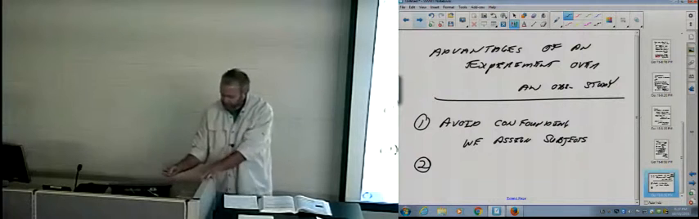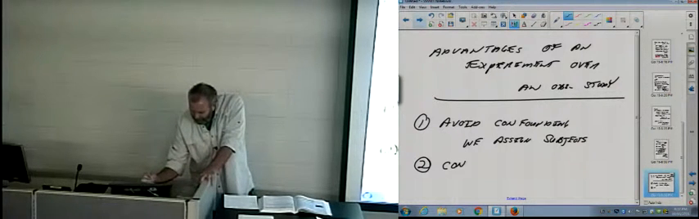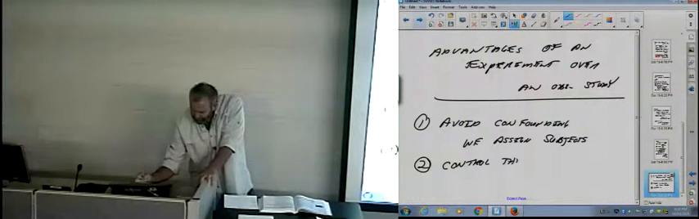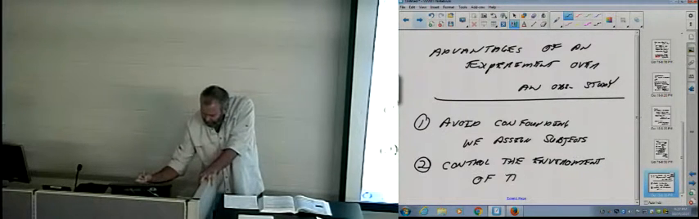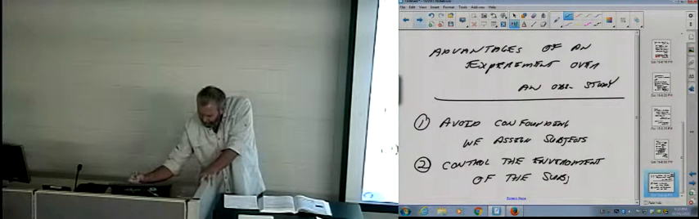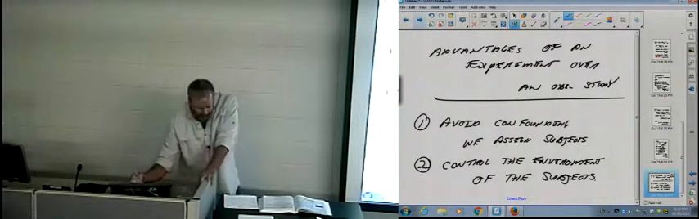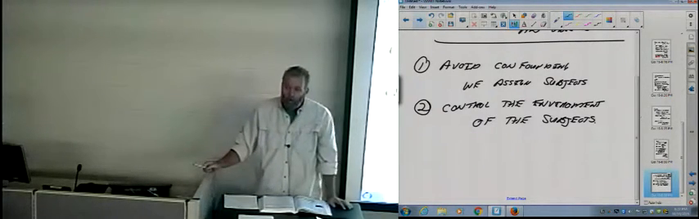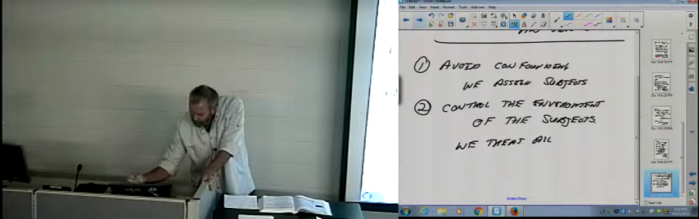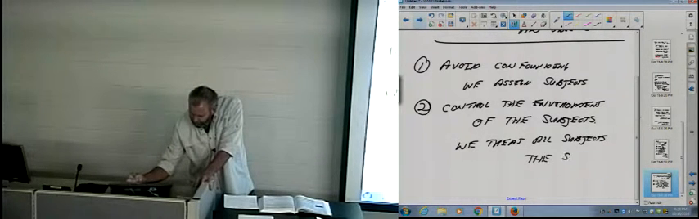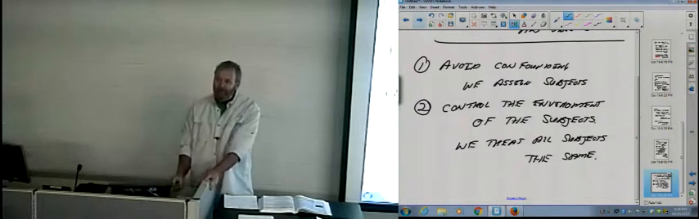2, we control the environment of the subjects. What I mean is, we treat all subjects the same. They all have the same environment.